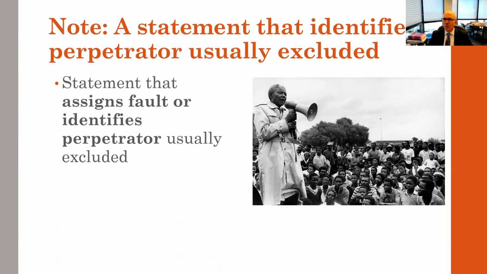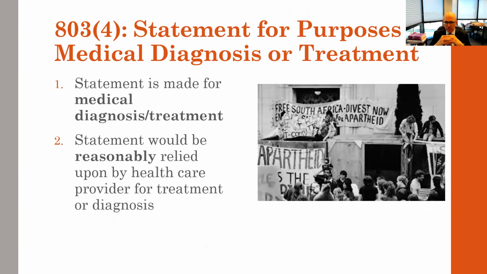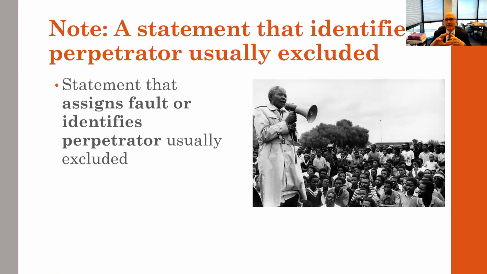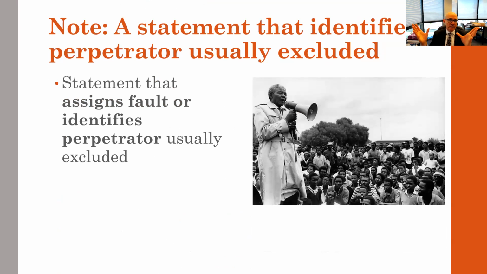But if that individual is repeating a statement made out of court, or another witness is repeating the statement made by a different witness on the stand, and again, "I was shot by Rene with a rifle," that does not come in under this rule, because that statement identifies the perpetrator, and usually that should be excluded, okay? So while a statement made for the purposes of medical diagnosis comes in, it does not come in if it identifies the perpetrator. So a portion of the statement, at least, that identifies the perpetrator does not come in.